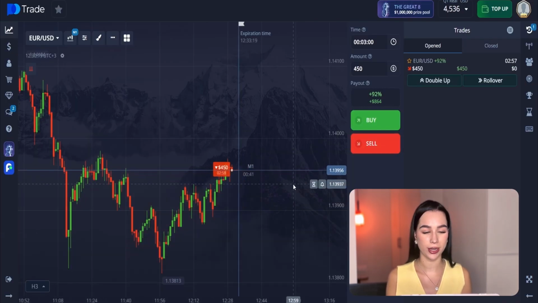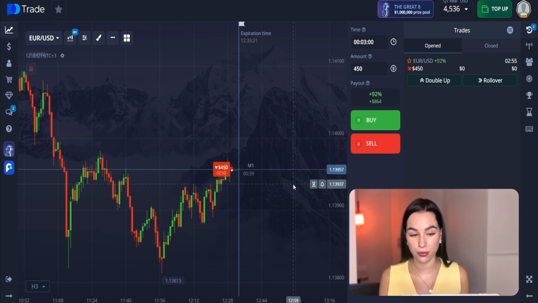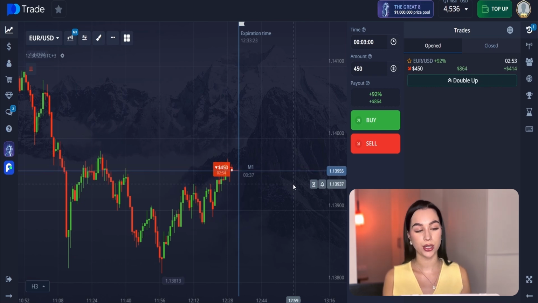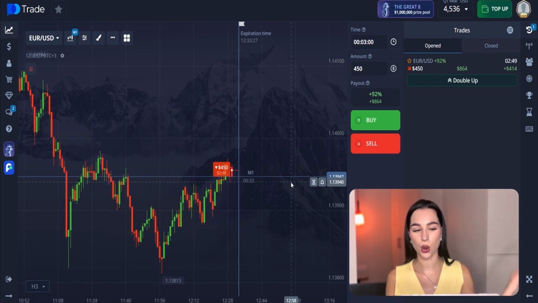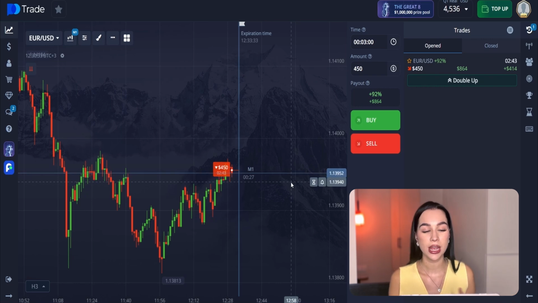I set up everything on Pocket Option already before we started. I trade on EUR/USD, of course not the OTC market, because there's no OTC on TradingView. So this is a little bit of a disadvantage, but I also need to tell you about it because, for example, I mostly trade on the OTC markets just because of the high payout. But now, as we can see, the payout on EUR/USD is pretty good, 92%, so we can also use it.